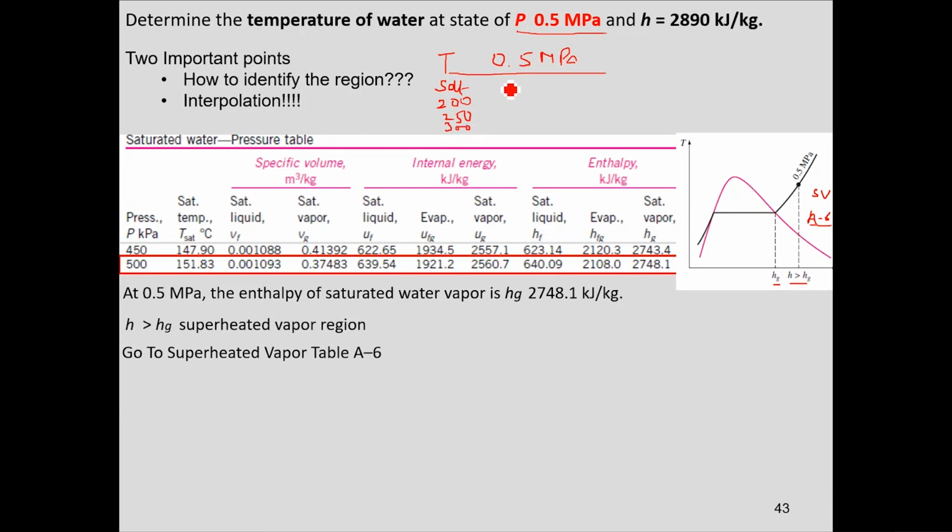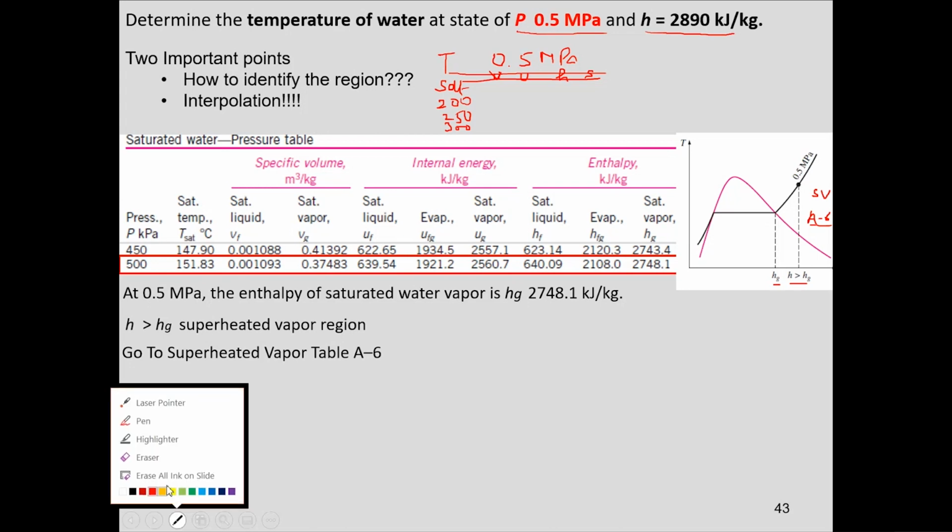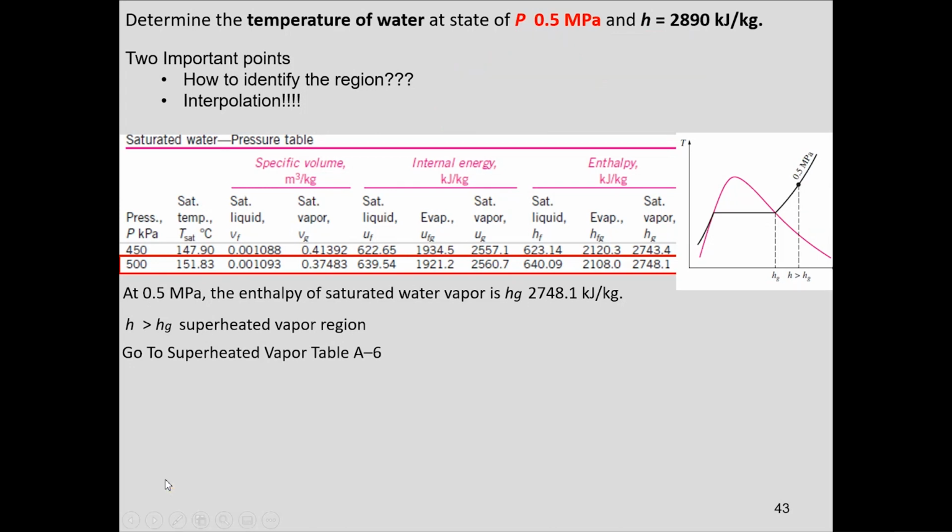These are temperature values. Here you have another column where it is written specific volume, internal energy, enthalpy, and entropy. Under enthalpy, you would find the value of 2890. You locate the value of 2890. The problem comes when the exact value 2890 is not given in the superheated table for 0.5 megapascal.